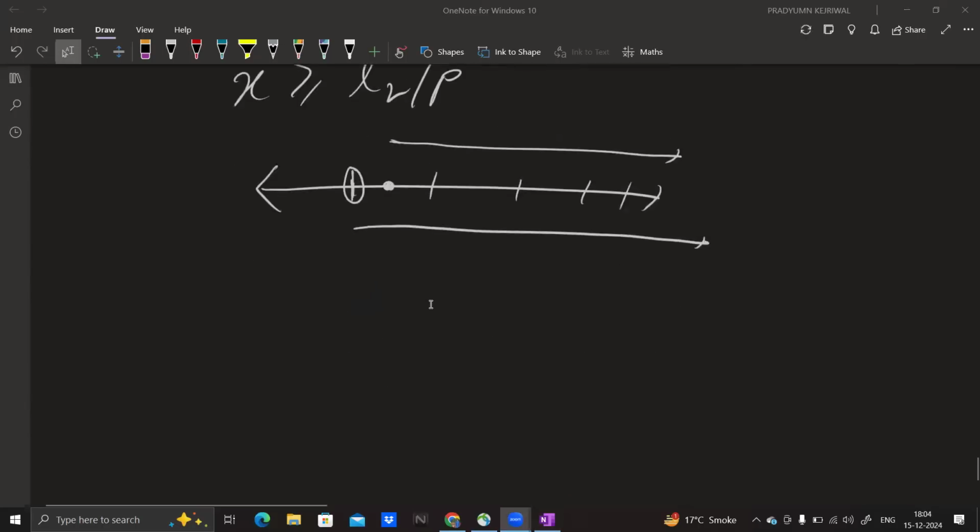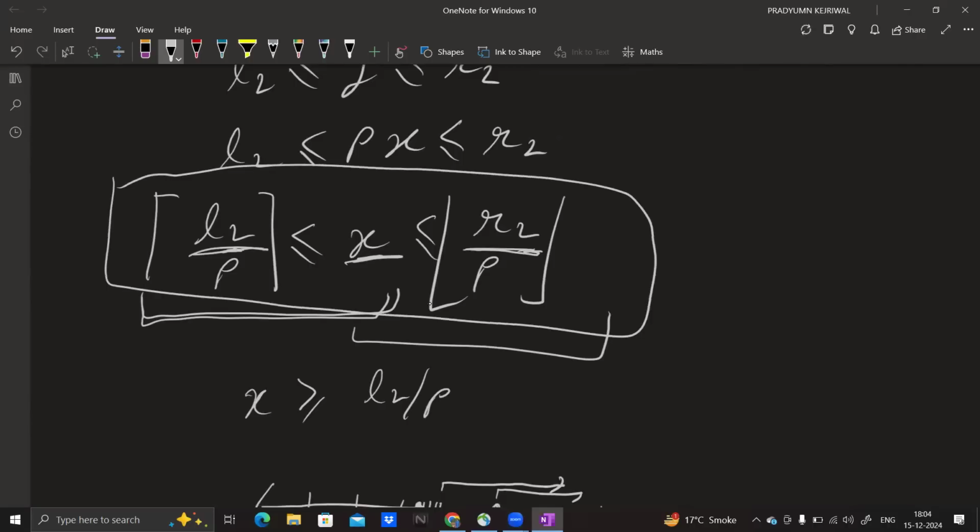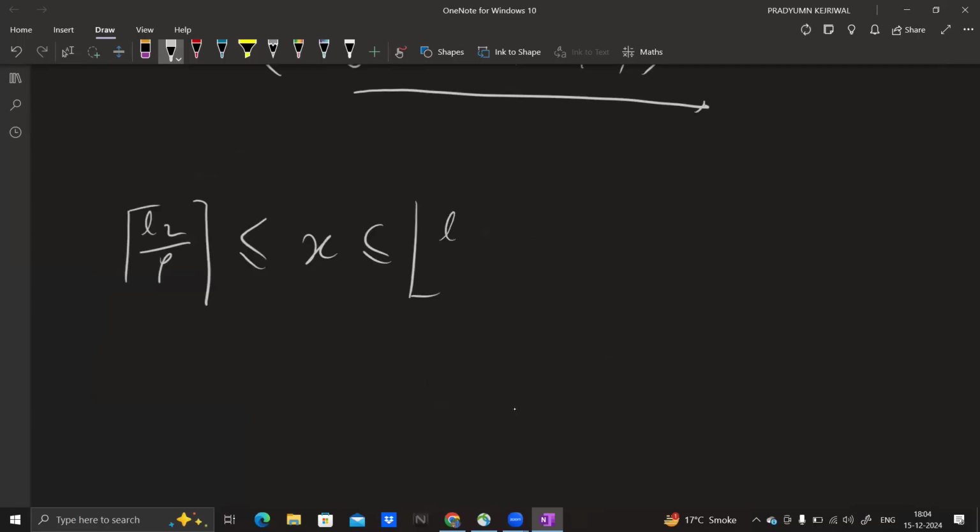Okay. So basically, what we are left with is this. I'll just copy it one more time: ceiling of L2 by P is less than or equal to x is less than or equal to floor of R2 by P, right?